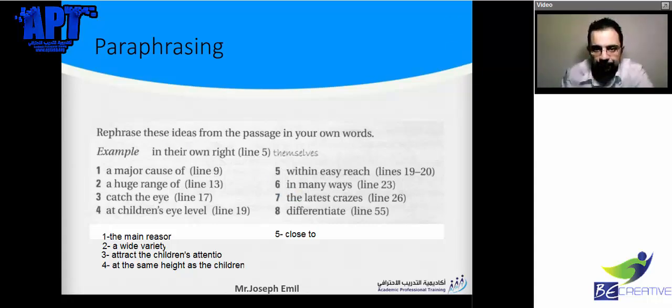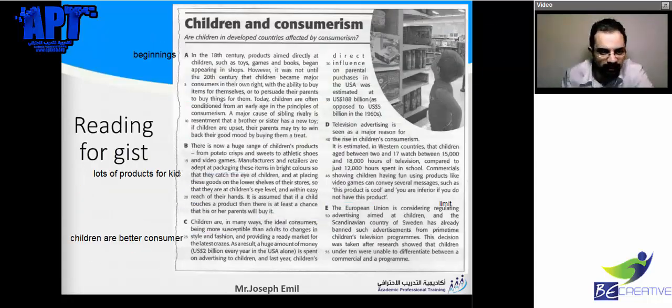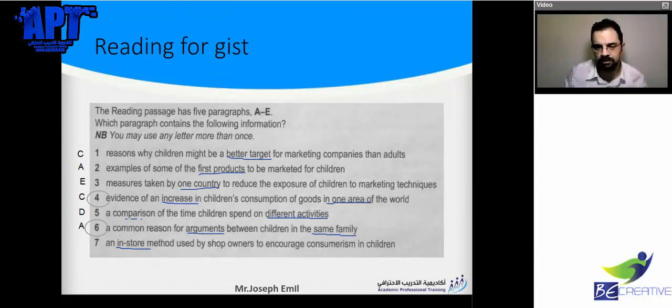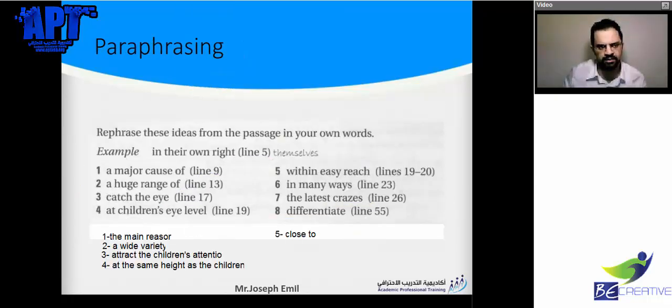In many ways, so we're talking about line 23 now. Children are, in many ways, the ideal consumers. So in many ways, we're talking about different fields, or in many aspects maybe. In a lot of aspects. Don't use a lot, okay. So number 6: in many aspects.